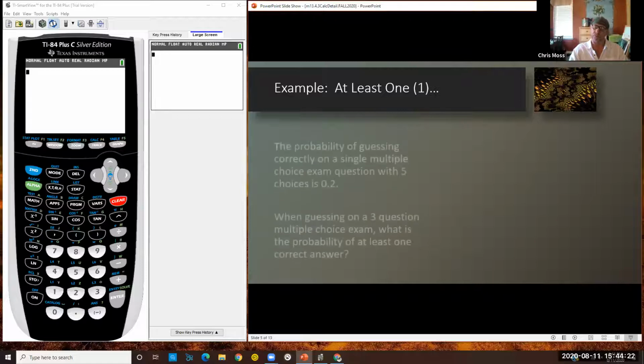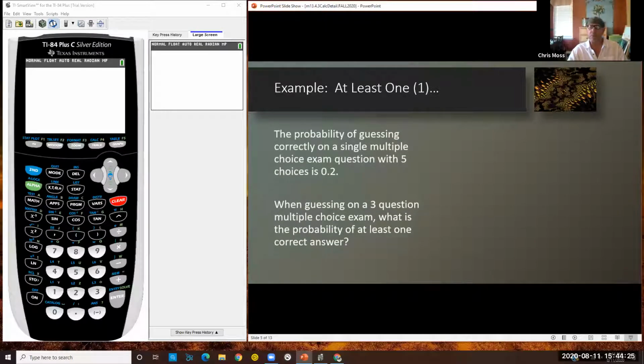So here's our example. The probability of guessing correctly on a single multiple choice exam question with 5 possible choices is 0.2. 1 out of 5, 0.2. So when guessing on a 3-question multiple choice exam, what is the probability you're going to get at least one of those 3 questions correct? So we'll remember that when we take the notion that we just developed, the probability of at least one correct question is equal to 1 minus the probability you might get them all wrong, all 3 of them.